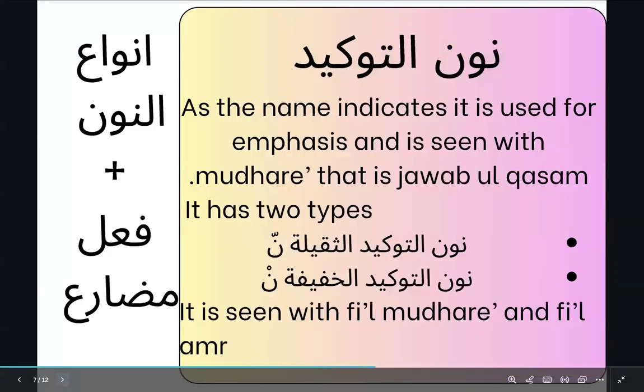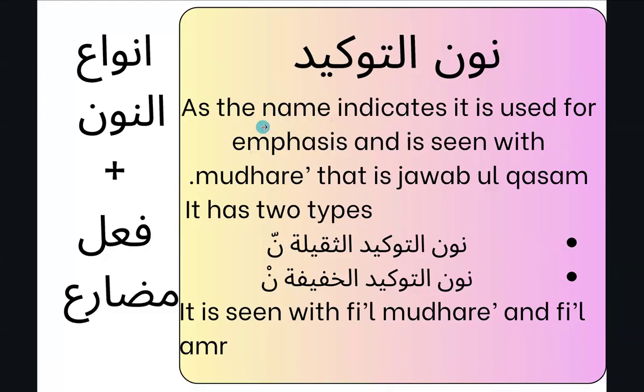The next very important type of noon that is seen with fail mudare is nunu tokid. As the name indicates, it is used for emphasis. It is seen when fail mudare is jawabul qasam, a response to an oath. This nunu tokid has two types. It can be nunu tokid al-thaqila, which is a doubled up noon written with a shadda. It can be nunu tokid al-khafifa, which is a noon written with sukoon.